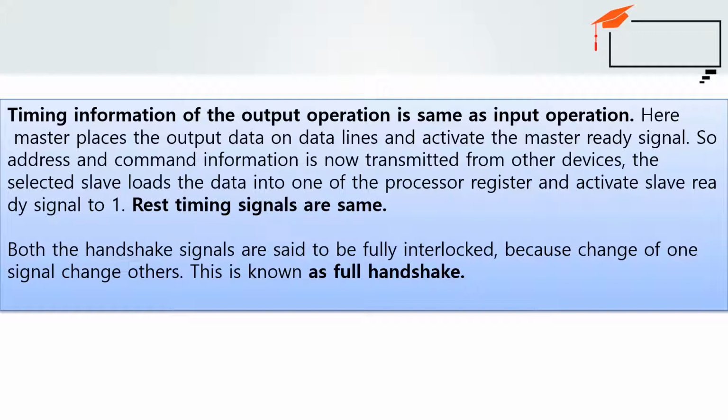Both the handshake signals are said to be fully interlocked because a change of one signal changes the other. This is known as full handshake.